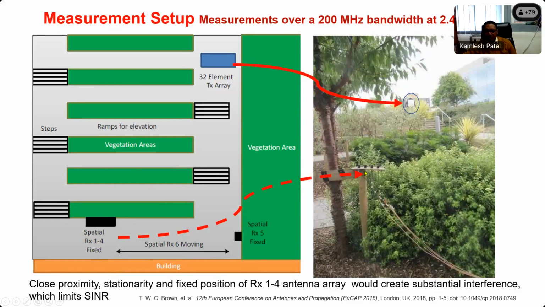You can see here the 1 to 4 antennas are fixed, and there is a distance between the element array and the receiver antenna. This is the transmitter antenna array, which consists of 32 elements, and this is the receiver antenna array, which consists of 1 to 4. This measurement was done at the University of Surrey in the United Kingdom.